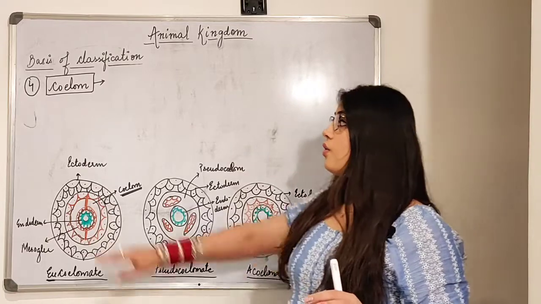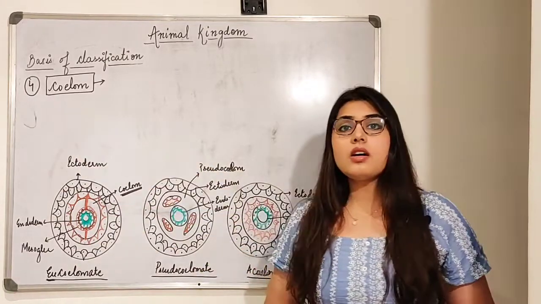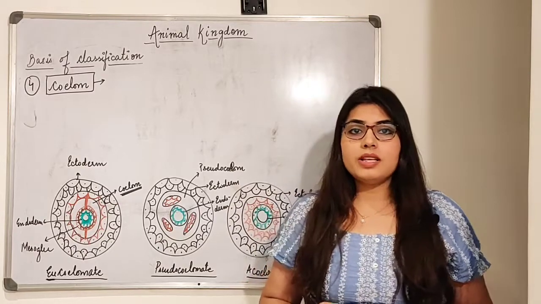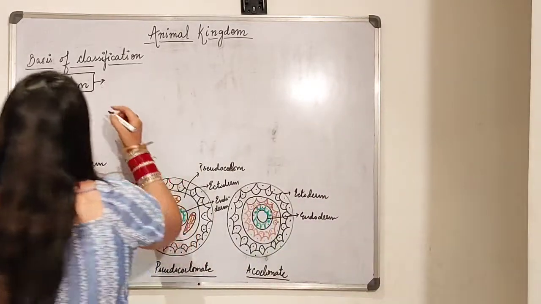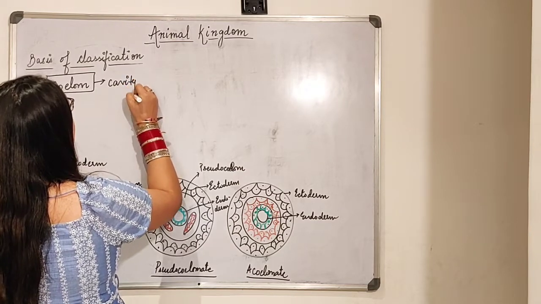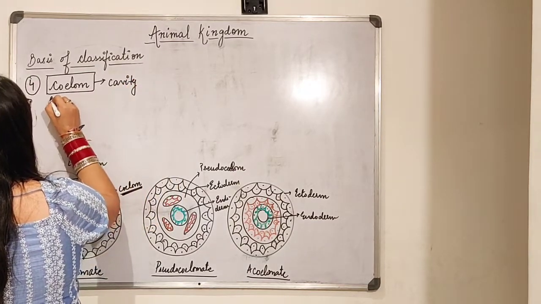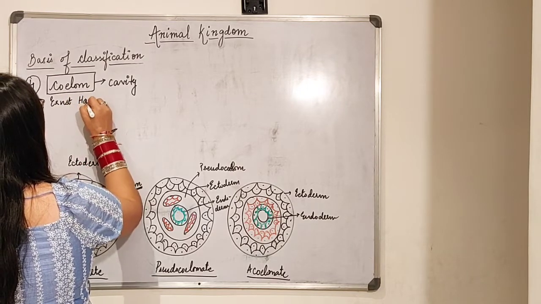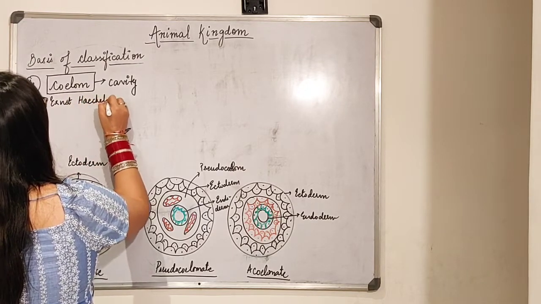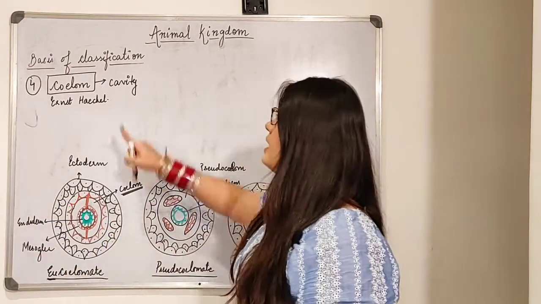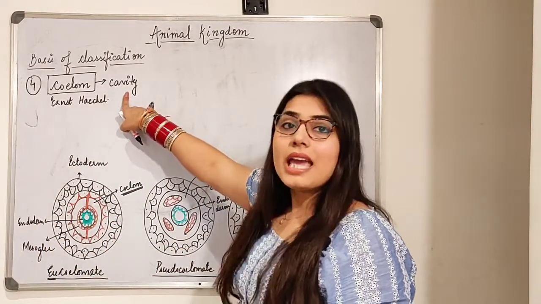So now we are in the fourth basis of classification, that is the coelom. What do you understand by coelom? Coelom is also called a cavity. It was first introduced by Ernst Haeckel. It is referred to as a cavity.